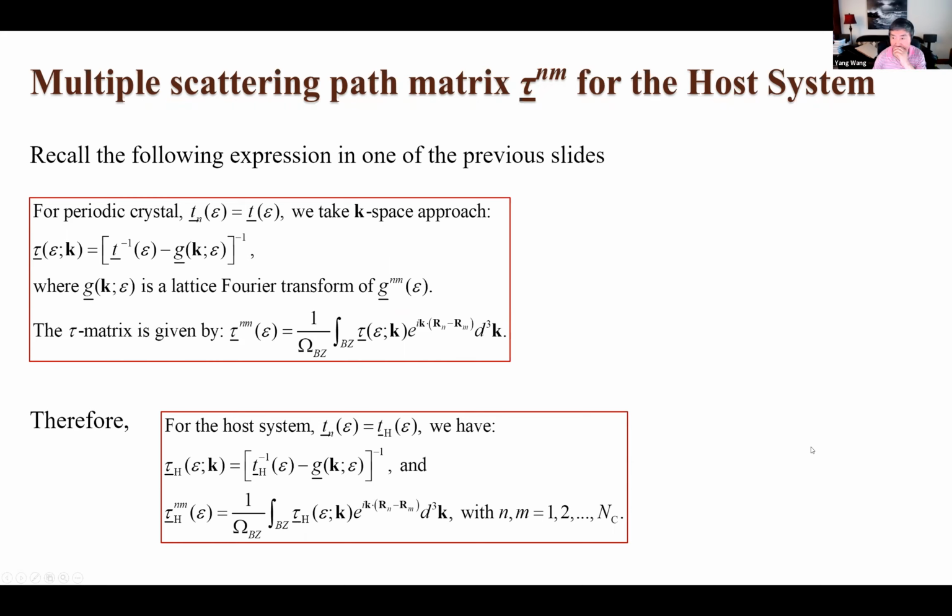Any questions? Really, Kami, I want to hear sometime in the future how you do impurity calculations.